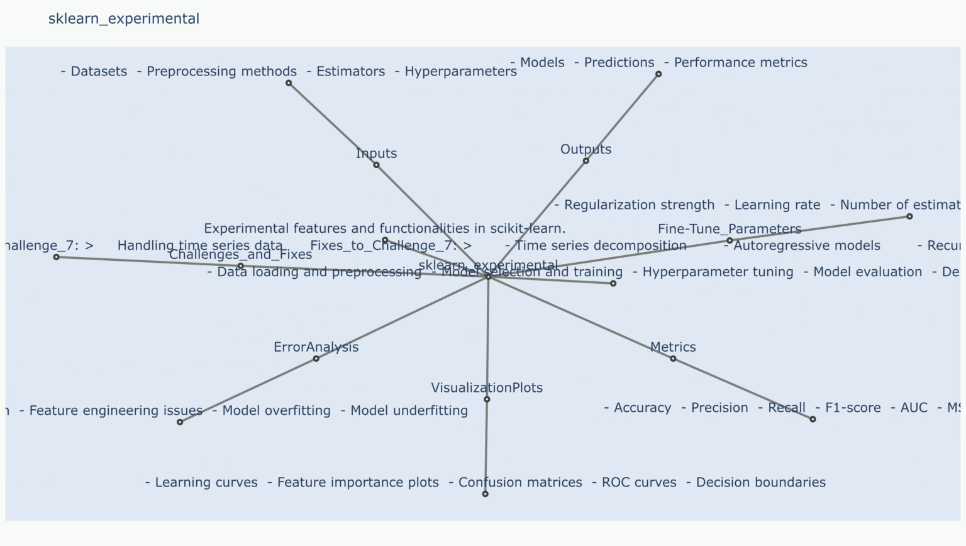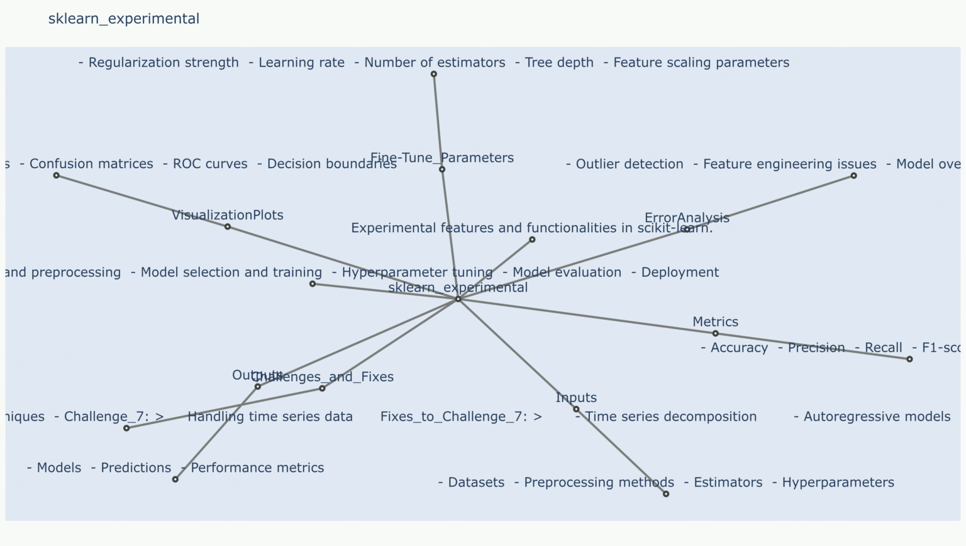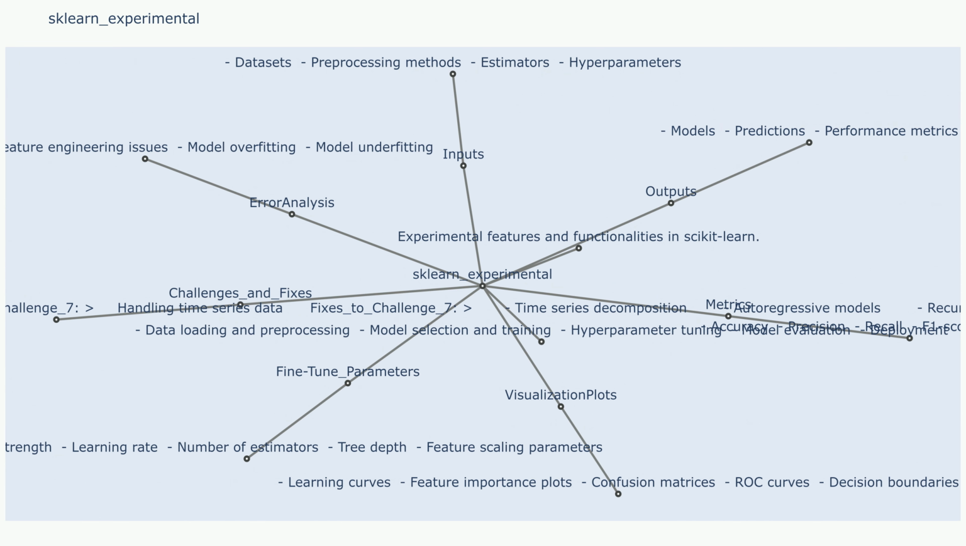Metrics. Metric 1. Explain in detail. The evaluation metrics used for experimental features depend on the specific feature and its intended use. For example, if using an experimental feature for classification, you might use accuracy, precision, recall, or F1 score as evaluation metrics. Metric 2. Explain in detail.